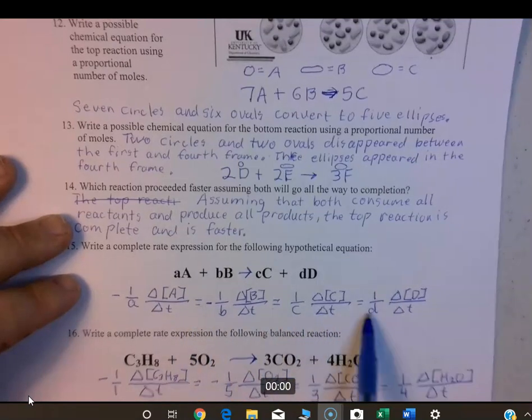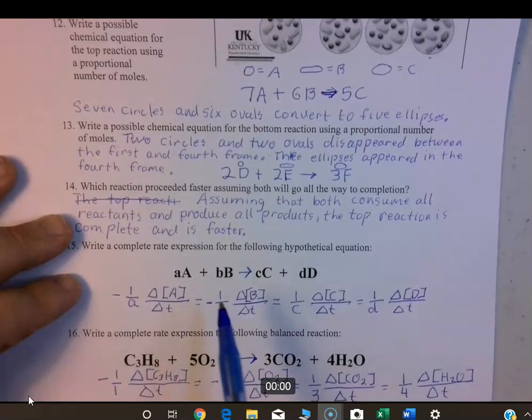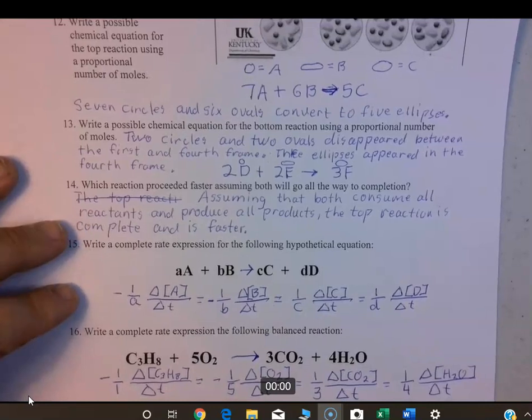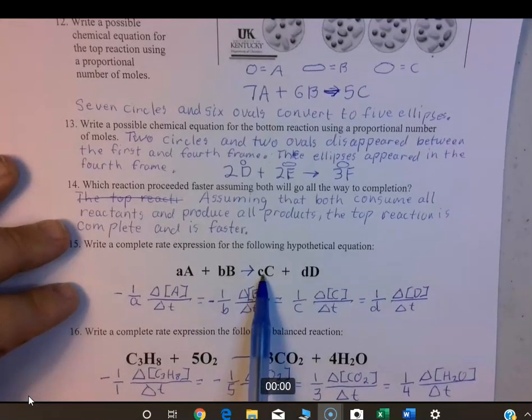Notice we're setting all of these equal to each other because we want to find a way that if we know the rate of one of them, we can figure out the rate of another. So we have all of these equalities here that we can simply work between them, and you'll see some examples of that very soon. Anyway, when we go over to the product side, it's 1 over C.